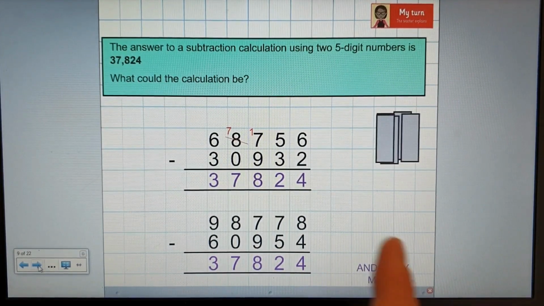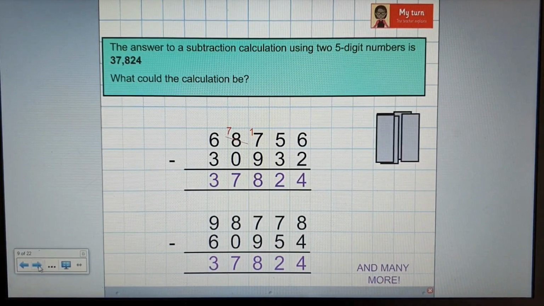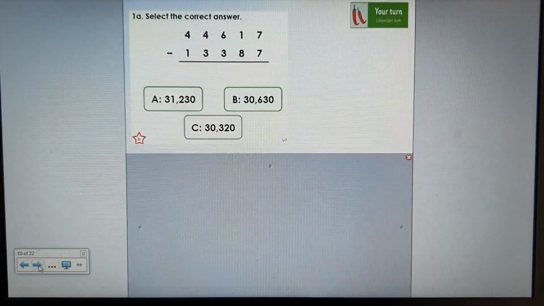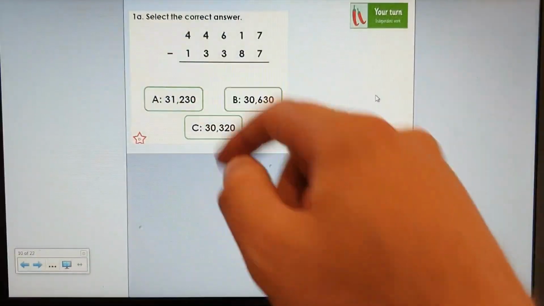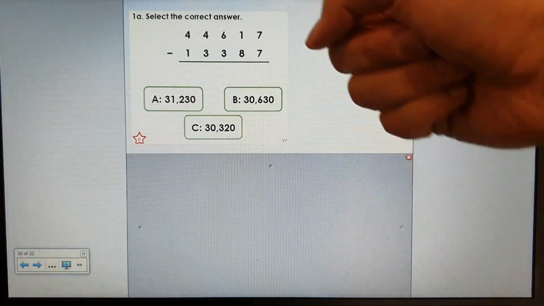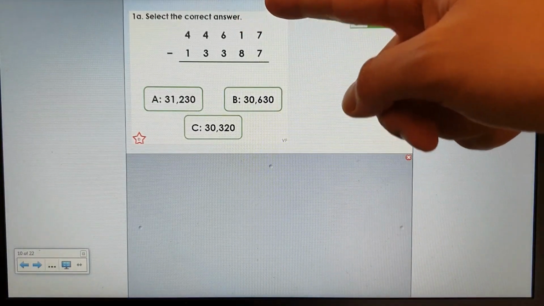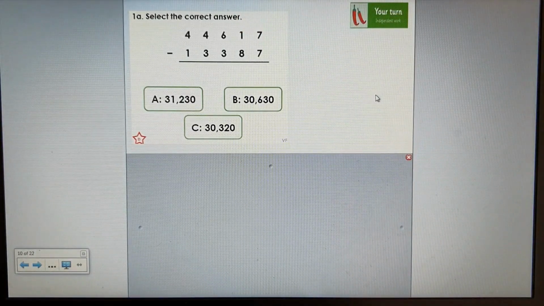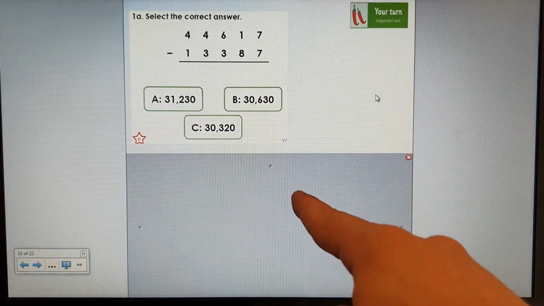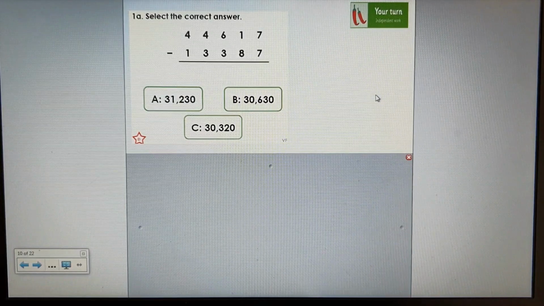Okay, we're going to move on to the next slide now, and I'm going to give you a chance to have a go at a question on your own. And it's a subtraction question. And it just simply says, select the correct answer. And I'll leave it up to you to work out what your best way of doing this is. And then we will check through the answers below. So pause the video now.